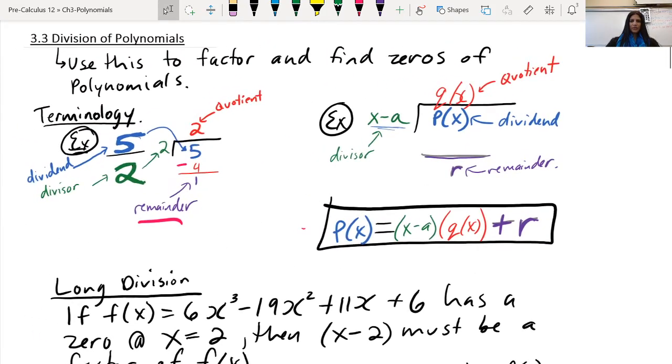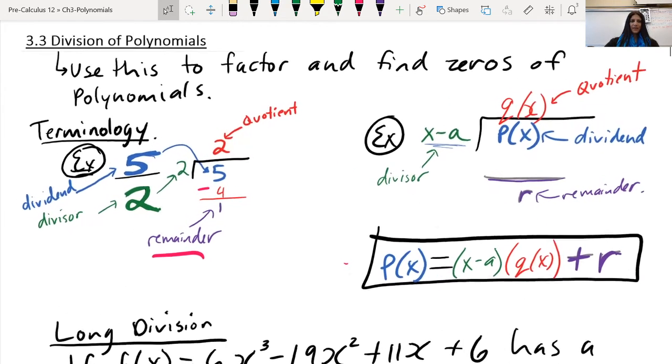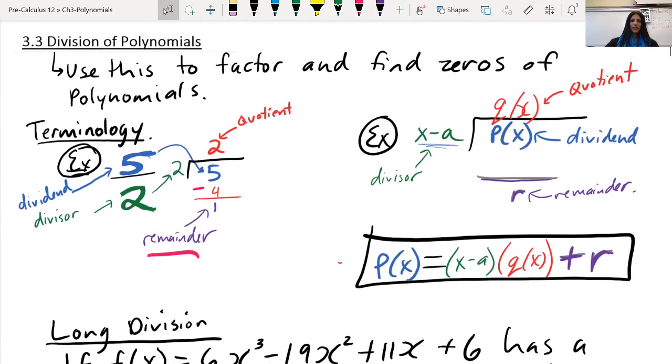Today I'm going to be moving on to 3.3, which is the division of polynomials. So we're carrying on in the polynomials chapter. And you'll notice that I have written up a little bit of a review for you. So this is content that you're familiar with.